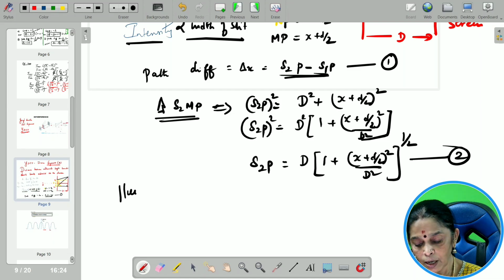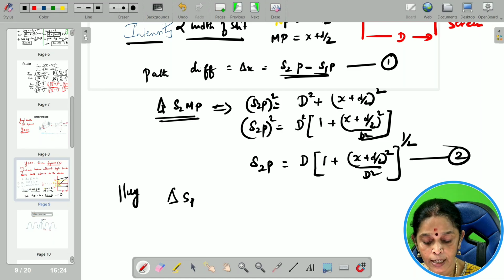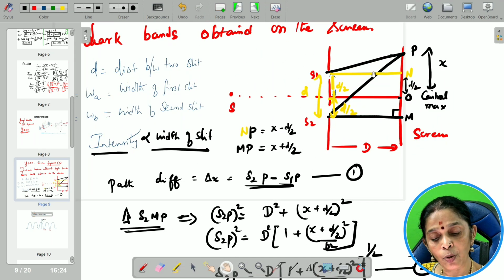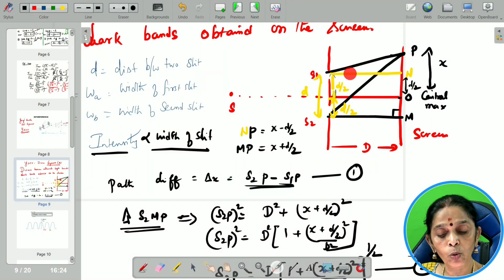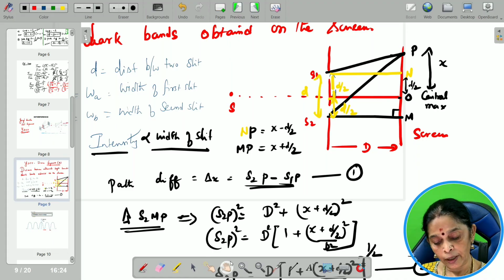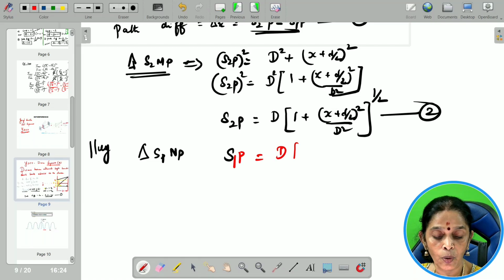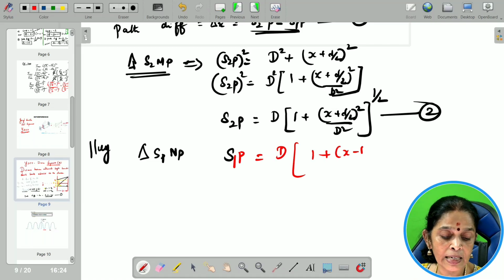Similarly, when you take triangle S1NP, now listen here. When you take S1NP, you may be able to understand that S1P the whole square is equal to D square plus (x minus d by 2) the whole square. So, therefore, you will get the same thing. So, here S1P is equal to D into (1 plus (x minus d by 2) the whole square by D square) whole power half.